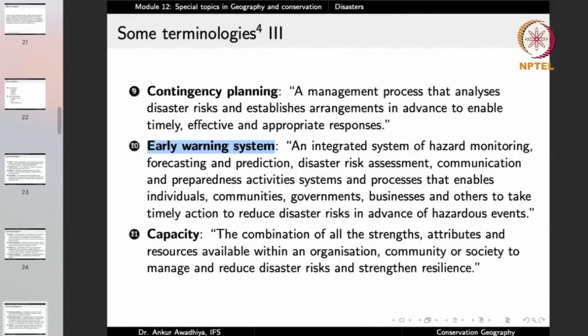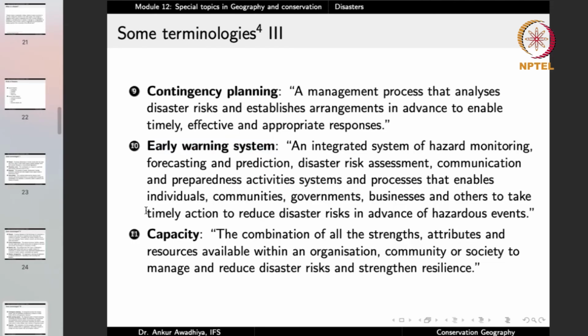And this will be accompanied by suitable communication mechanisms so that this information is transmitted to those that need that information in a timely fashion. And then it will become an early warning system. So it is an integrated system because you have several parts like simulation, like monitoring of the river, like communication systems. So all of these are integrated together to make the early warning system. So it is an integrated system of hazard monitoring, forecasting and prediction, or disaster risk assessment with communication and preparedness activities, systems and processes that enable individuals, communities, governments, businesses and others to take timely action.